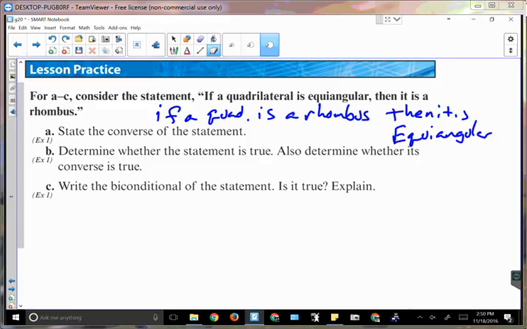And a square is equiangular, so sorry, you're a rectangle. That would absolutely work because it was equiangular, all 4 are right angles, but not all the sides are the same. So that statement is false. Is the converse true?